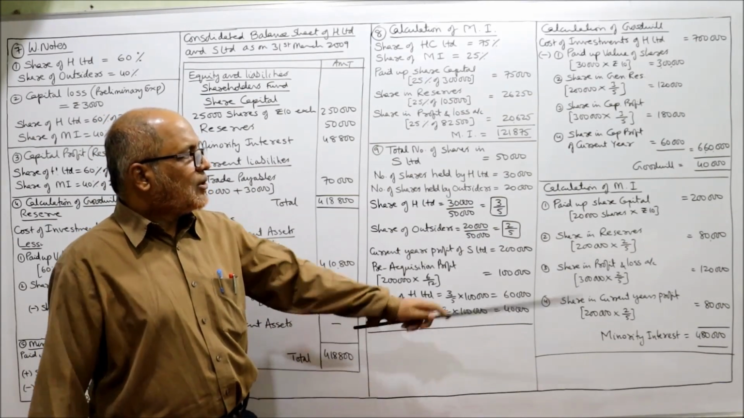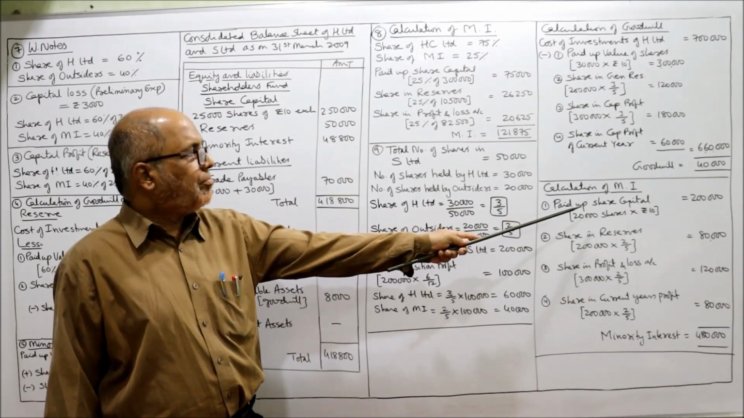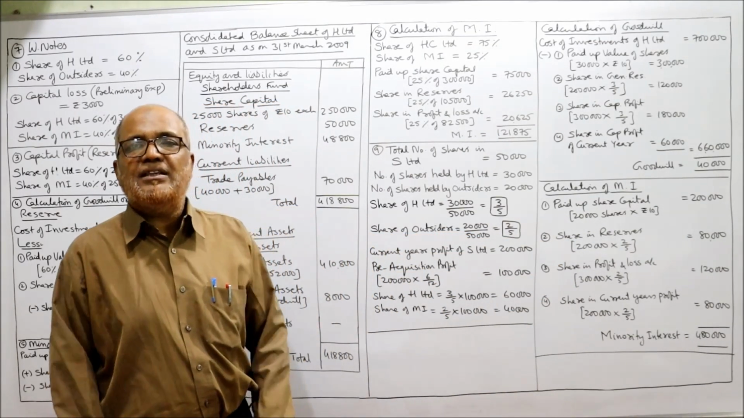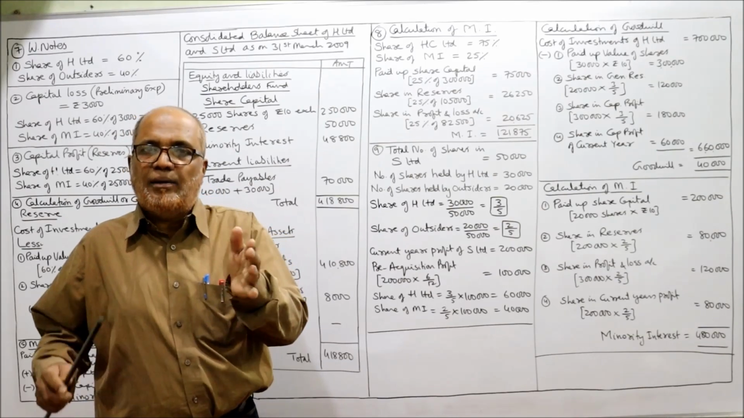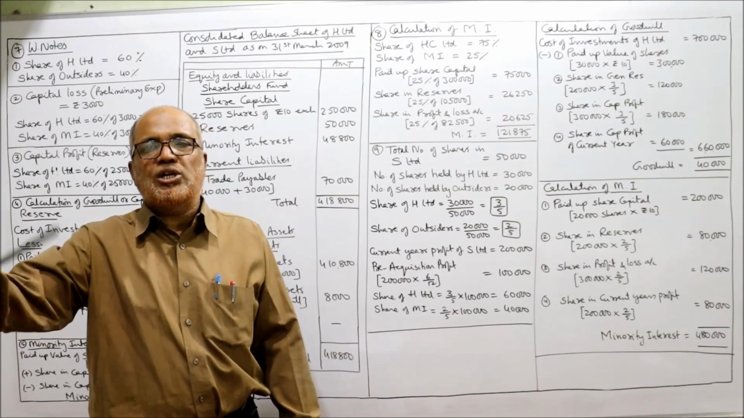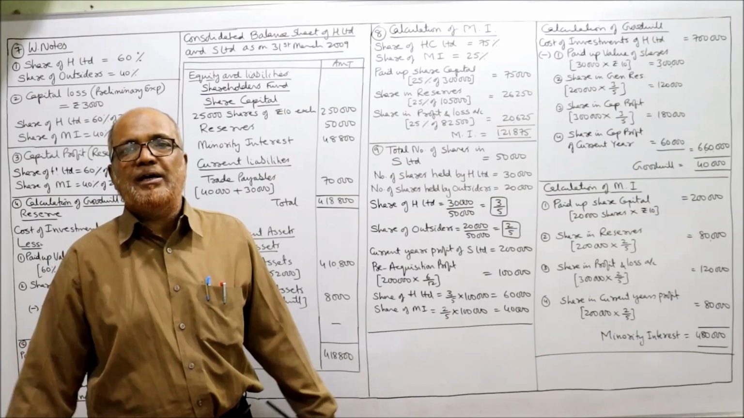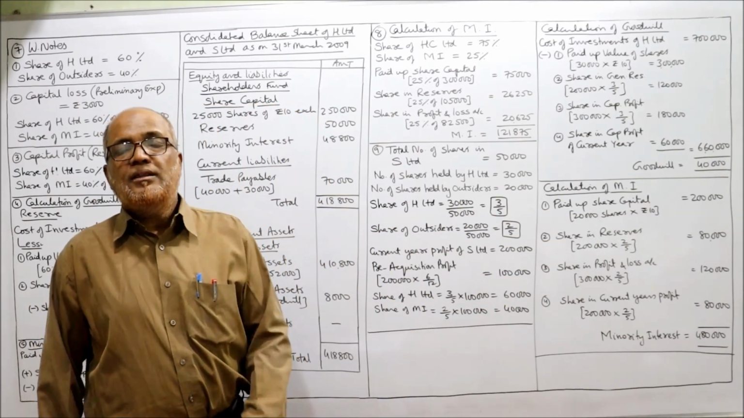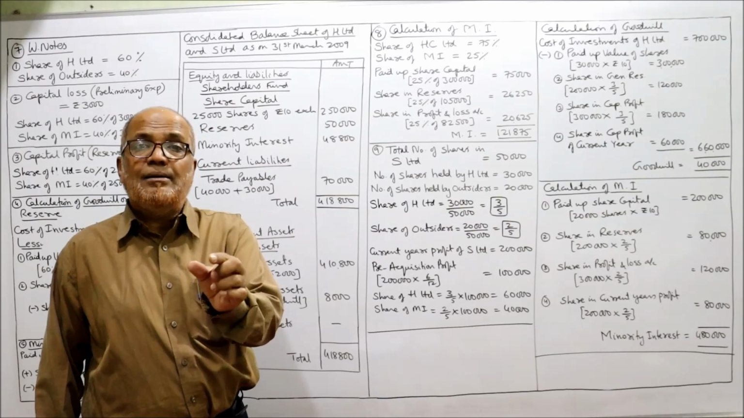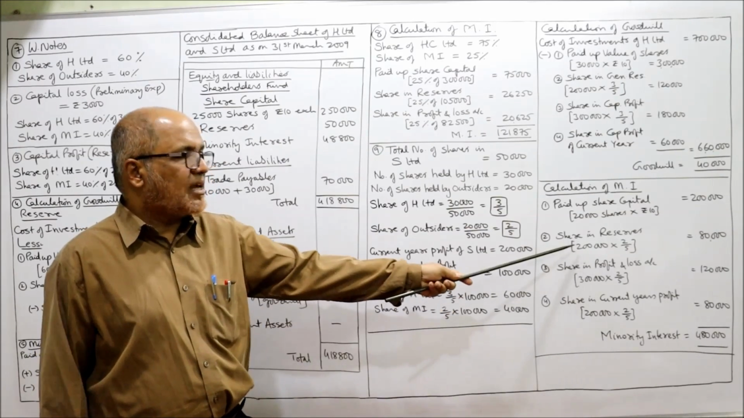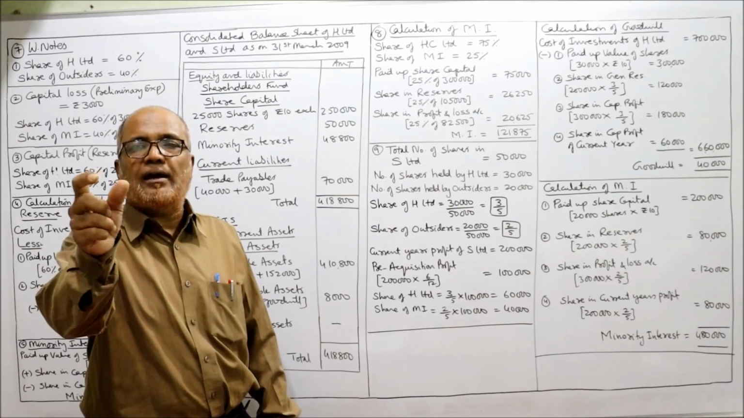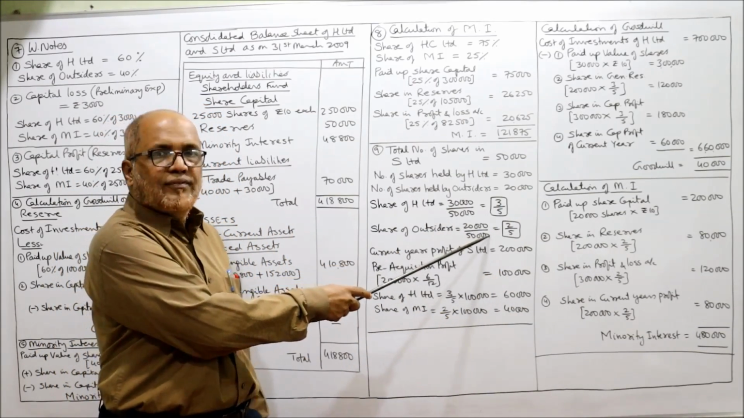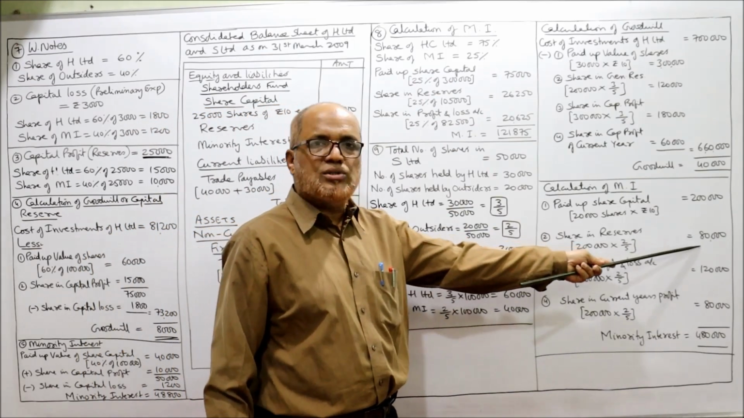Minority interest. So paid up share capital. Paid up share capital, 20,000 shares of 10 each. Out of 50,000, 30,000 shares are held by H Limited and 20,000 shares are held by outsiders. Minority interest: 20,000 into 10, 2 lakh. Share in reserves. The reserves are given in the balance sheet. 2 lakh rupees is the reserves of S Limited. So out of 2 lakh, share of minority interest is 2 by 5. So 2 lakh into 2 by 5, 80,000.